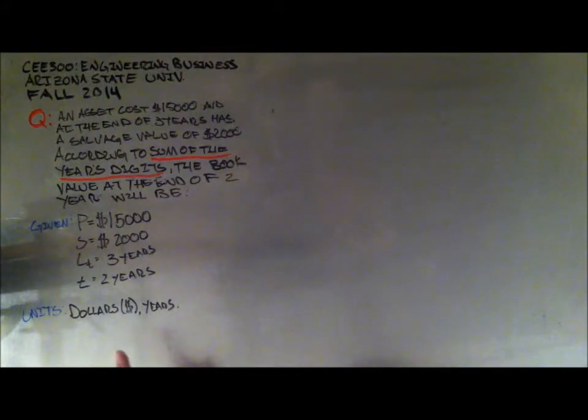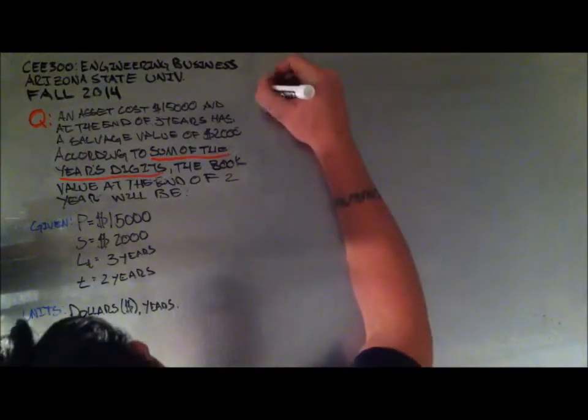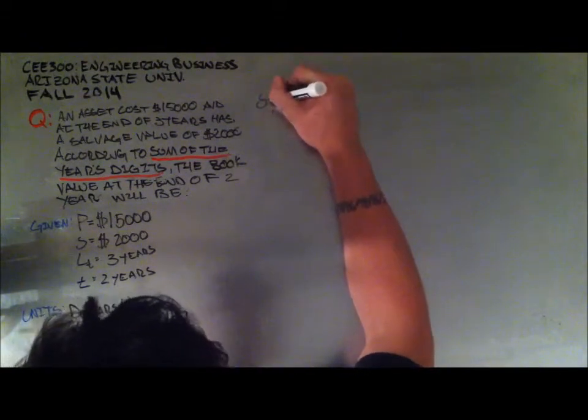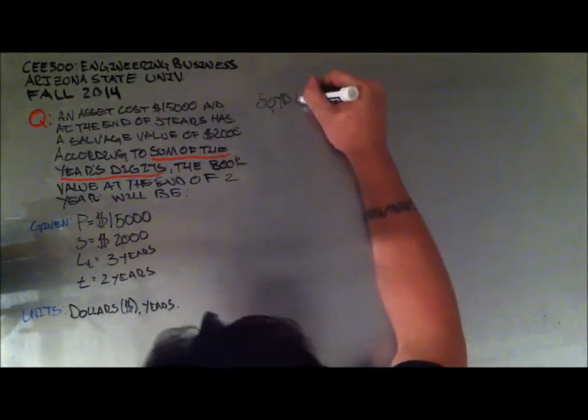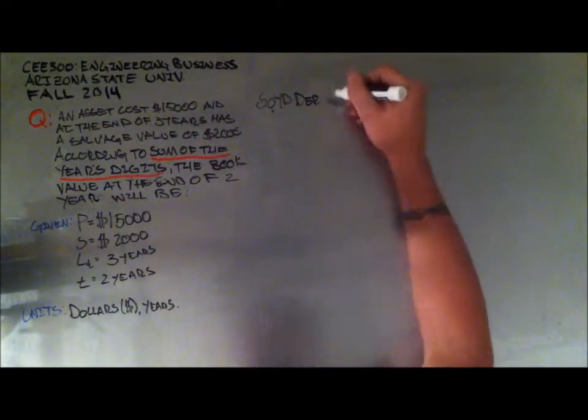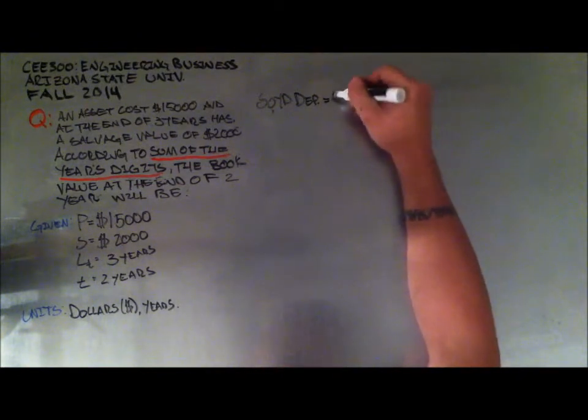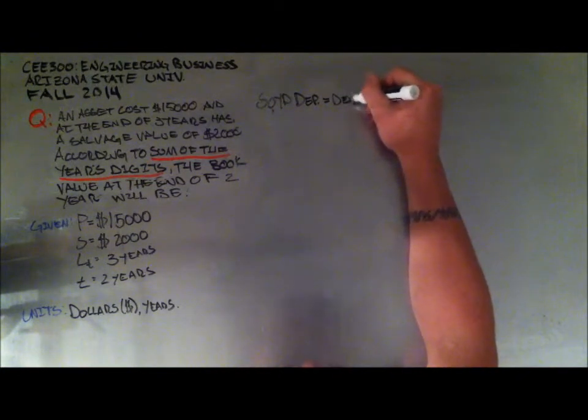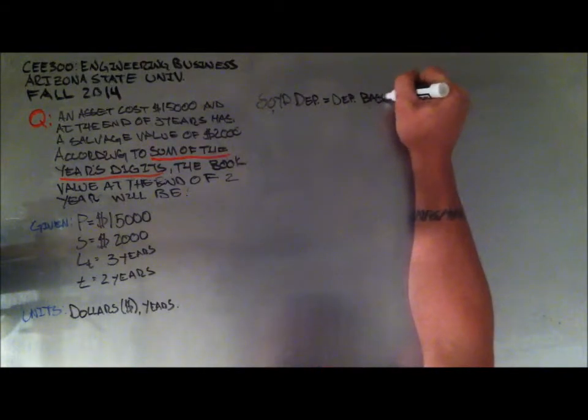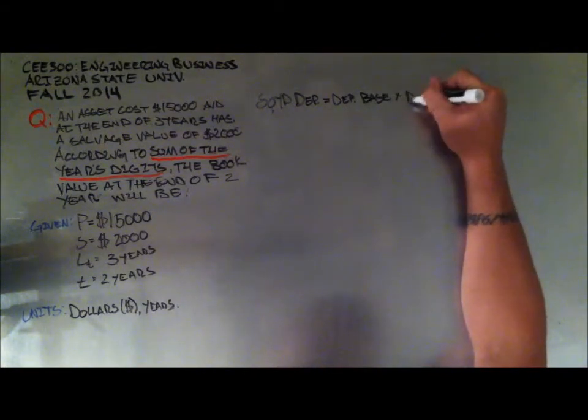In order to calculate the book value, we must first calculate the depreciation. For this problem statement, it asks us to calculate the depreciation by methods of sum of the year's digits. This method will give us a greater depreciation in the early years of the useful life of the asset and less in the later years. The sum of the year's digits depreciation is equal to a depreciable base multiplied times the depreciable factor.